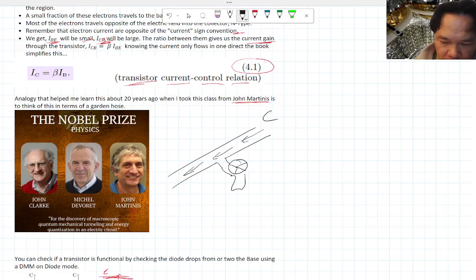There's actually, this is not the emitter. The emitter is down here, right? And this is sort of like the base. So you can turn the valve a little bit, and then that controls how much current flows out of here.